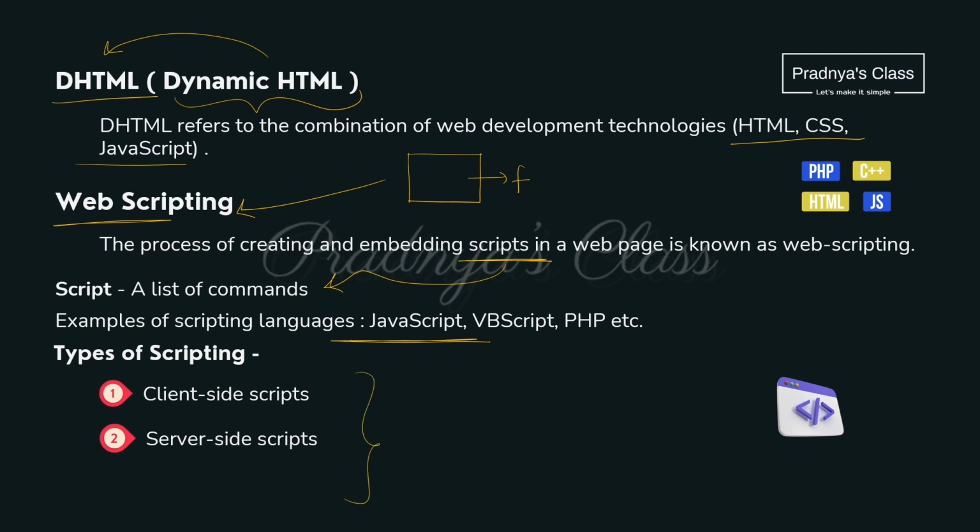There are two types of scripting, client side and server side. The scripting which we do at the client end is called client side scripting, and the scripting which we do at the server side is called server side scripting.